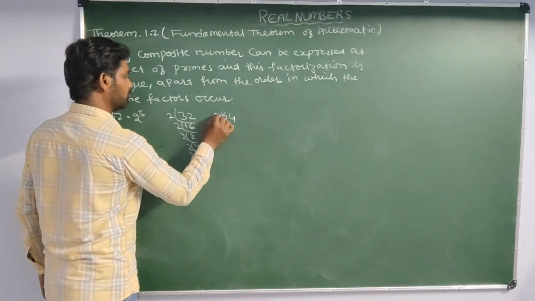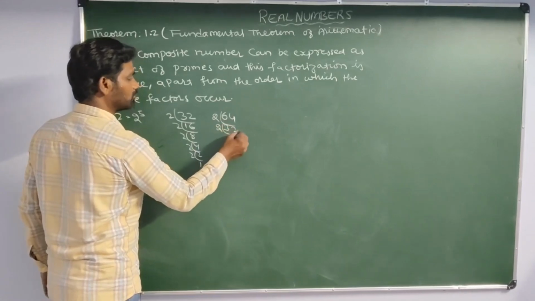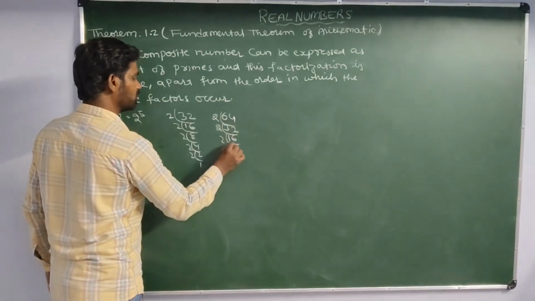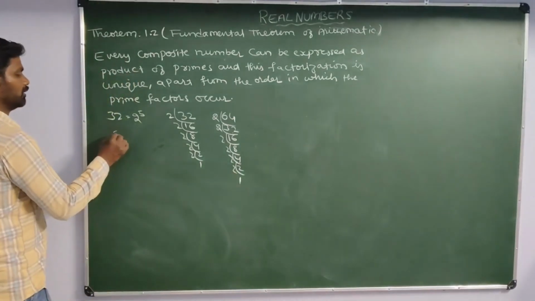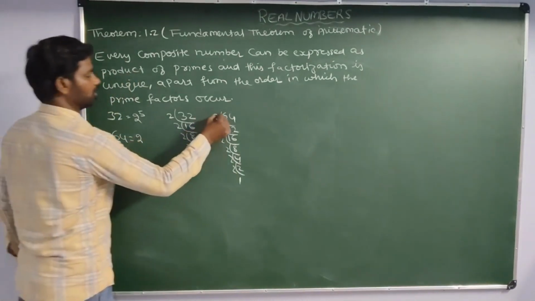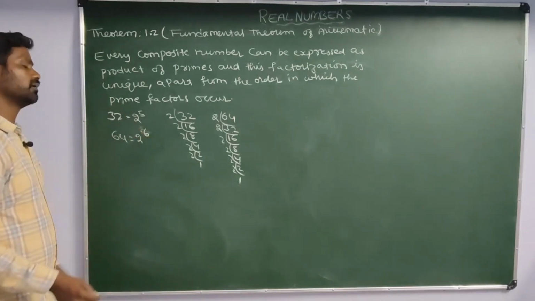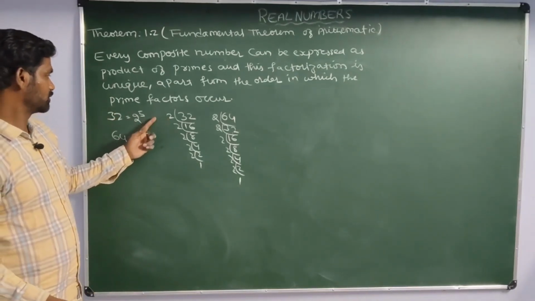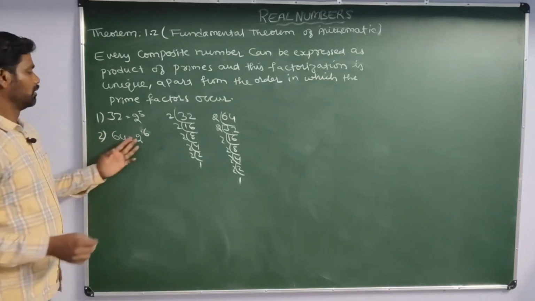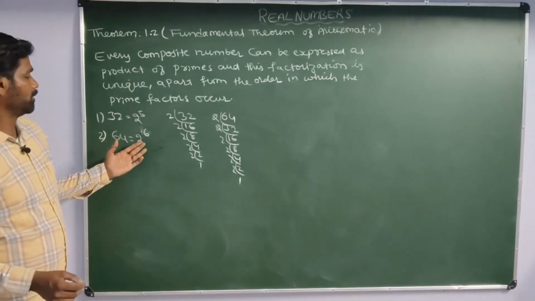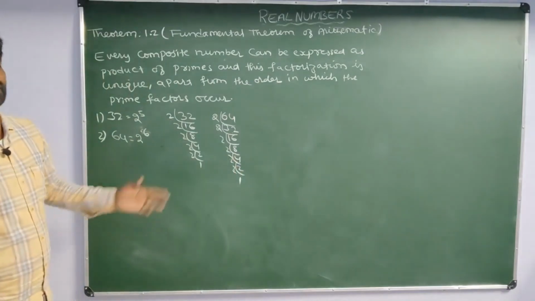One more example, 64. 2 3s are 6, 2 2s are 4, 2 ones are 2... we are getting the same values here. I mean 2 power 1, 2, 3, 4, 5, 6. So 2 power 6. So these are the prime factors. Observe this: 64 is a composite number, and 2 power 6 gives the prime factors. So every composite number can be expressed as a product of primes.